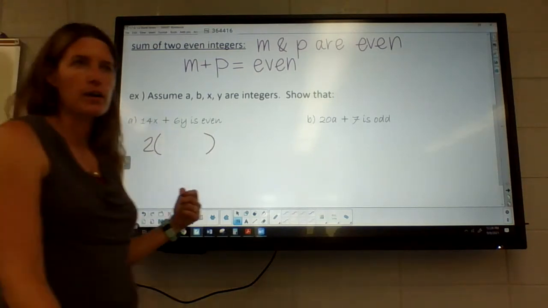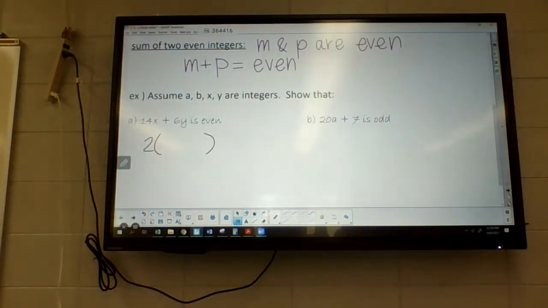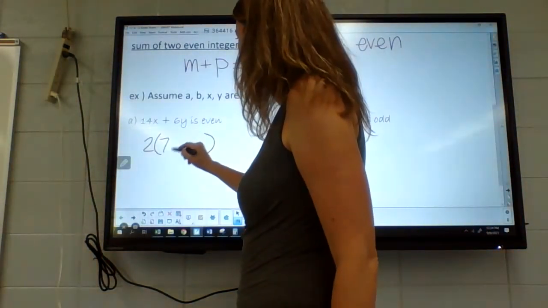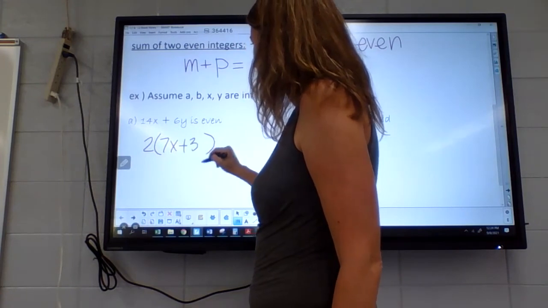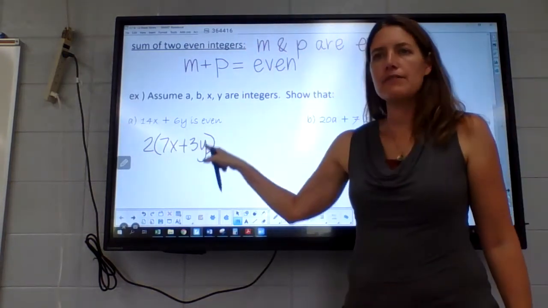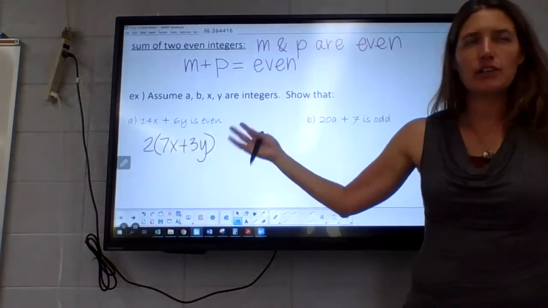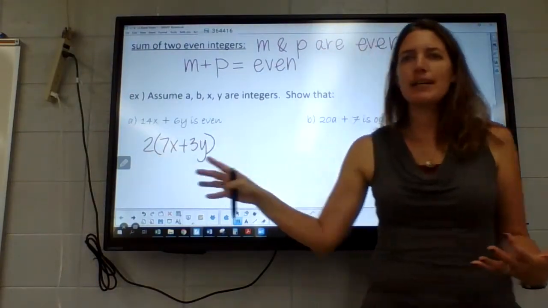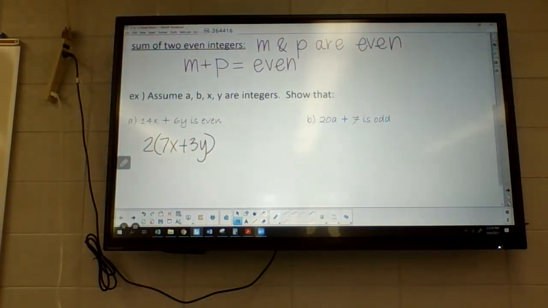You've done this before. What is this double? 7x plus 3y. Yeah, 7x plus 3y. So basically you just factored without being told to factor. Now, this could be even or odd, that's our only options. But once I double it, it's automatically going to be even. So once we can show that it's 2 times something, we know it has to automatically be even.